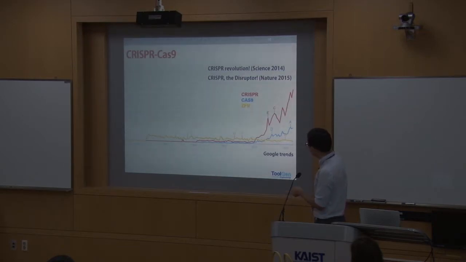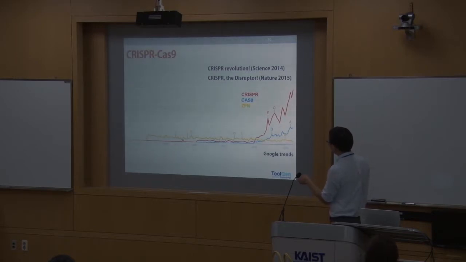This is Google Trends, where the graph shows how many times these words are searched in Google. Zinc-finger nuclease, developed in the mid-2000s, started to be searched, but its popularity didn't increase so much. But in the case of CRISPR or Cas9, which is a component of the nuclease that we will talk about today, the first paper showing that this system can be used for genome editing came out in January of 2013. Since then, you can see here, 2013, the search trend of CRISPR or Cas9 surpassed zinc-finger nuclease within a couple of months.